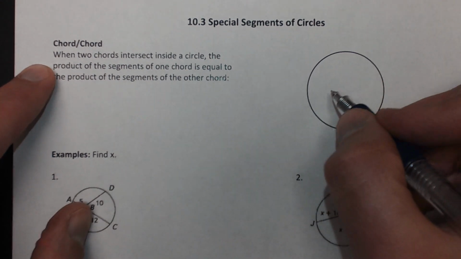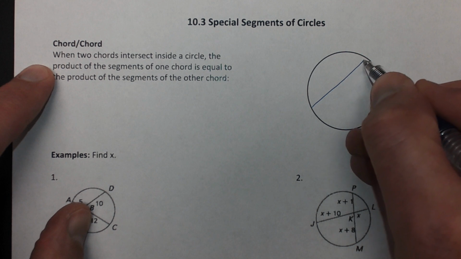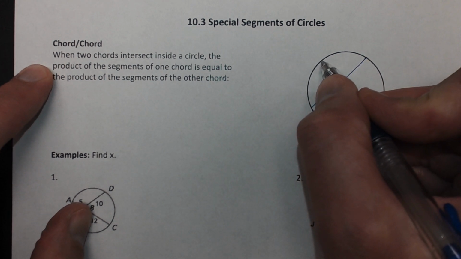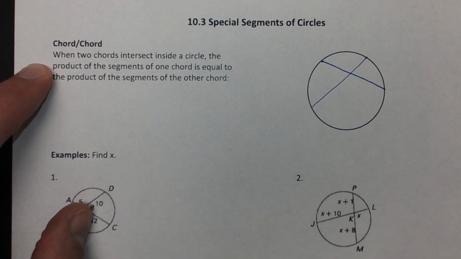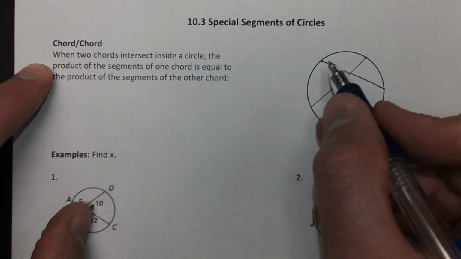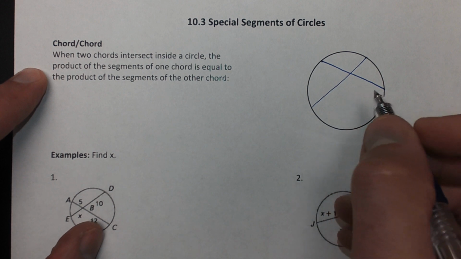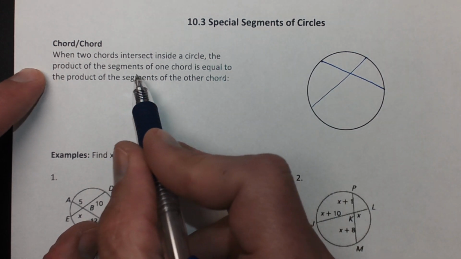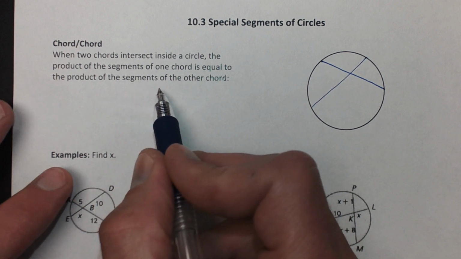So this is the exact situation. You're going to have two chords intersecting inside of a circle. So here's one chord, and I'll just draw another one. It doesn't really matter where, as long as they're chords, meaning they're segments that have both endpoints on the circle. So we have two different chords here, and it says the product of the segments of one chord is equal to the product of the segments of the other chord.